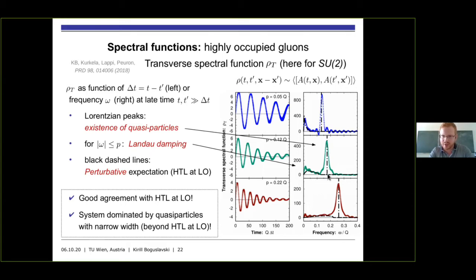And especially, here you find those black dashed lines, and those are the perturbative expectations of hard thermal loops at leading order that I showed you before. And as I said, there's no tuning of parameters underlying them, and you find a very nice agreement of those non-perturbative real-time lattice simulations and those perturbative results, with several small differences. First of all, you find some narrow width, which is of course expected, because those collective excitations, which are those quasi-particles, have a finite lifetime, and you find some very small deviations in the dispersion relation.